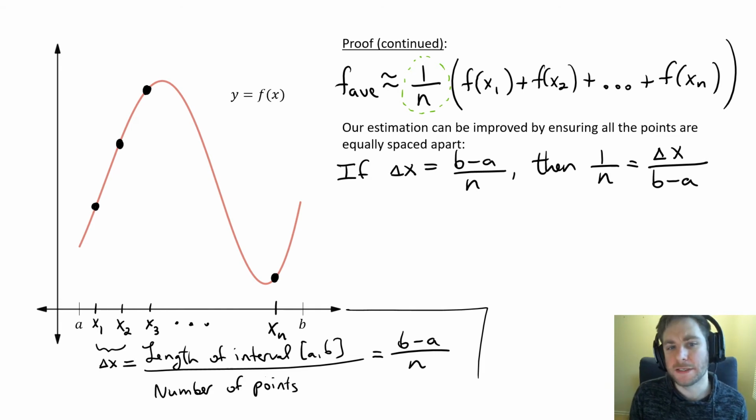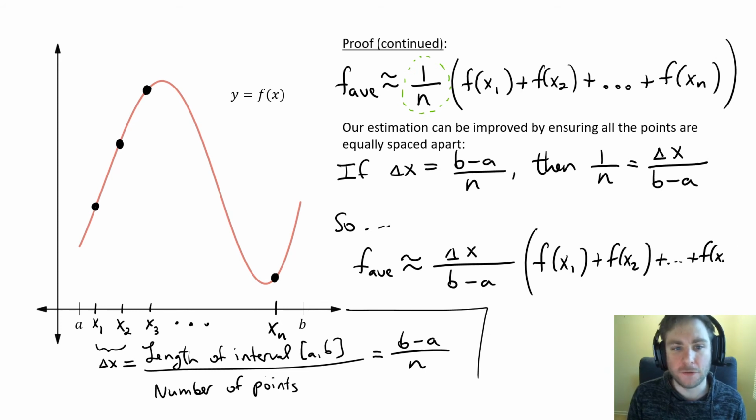What I'm going to do now is substitute this expression for 1 over n into my formula for f_av. And in doing that, the formula itself contains this information which will improve the accuracy of our estimation. And so our formula for f_av now looks like this.